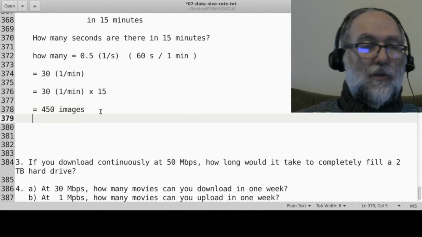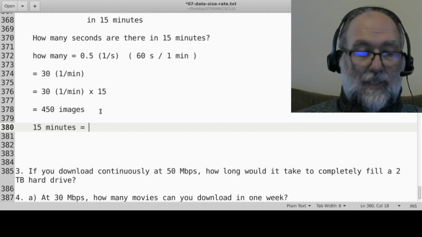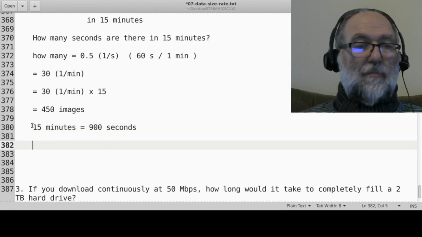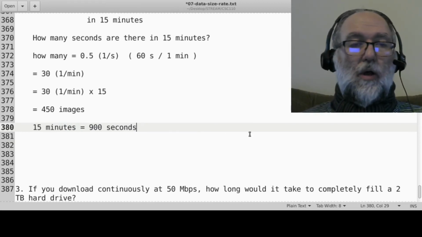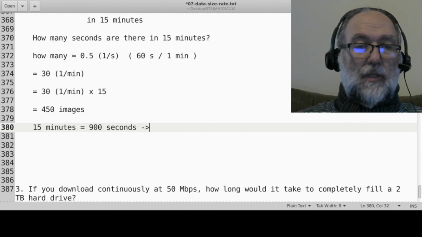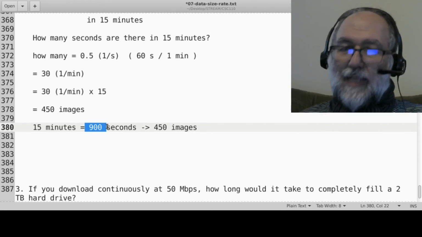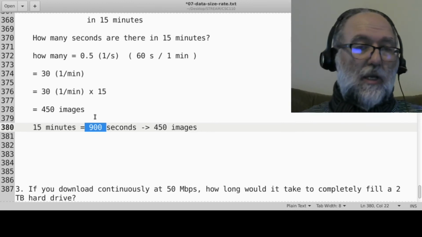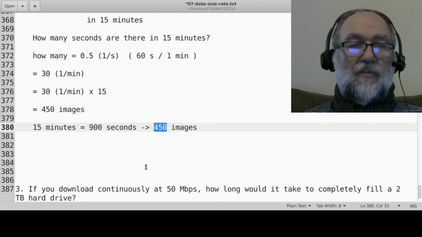Again, if you want to see this another way, 15 minutes, if you multiply that by 60, is 900 seconds. Okay, so 15 minutes is 900 seconds, but you only get half an image per second. So you have to divide that by 2. That gives you 450 images. Once again, in the first second, you only get half an image. In the next second, you get the other half of that image. Okay, so 2 seconds per image. How many 2-second intervals are there in 900 seconds? 450, so you get 450 images.